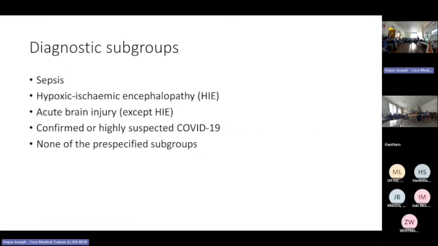Unlike some of the previous trials, the UK-ROX trial included studies into diagnostic subgroups, and they included sepsis, hypoxic ischemic encephalopathy, acute brain injuries except hypoxic ischemic encephalopathy, confirmed or highly suspected COVID-19, or none of the pre-specified subgroups.